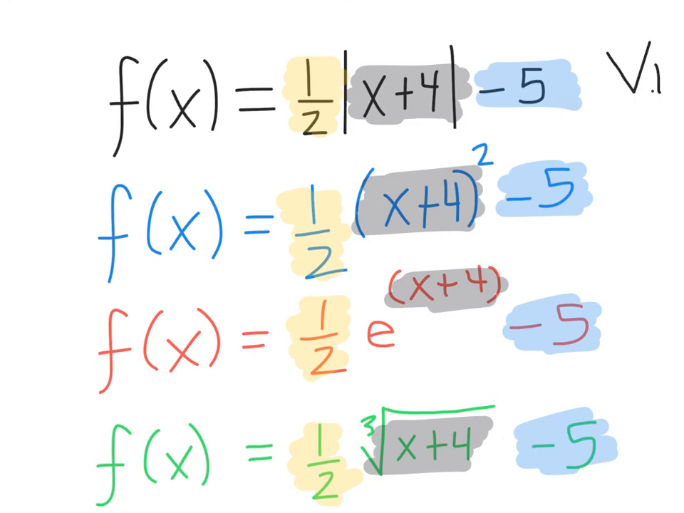Okay, so this V is going to go down. The U is just going to move down 5 units. The exponential function, it's going to go down 5 units. And the cubic function, it's going to go down 5 units. So it doesn't matter what your shape looks like, whether it's an absolute value, a quadratic, an exponential, or a cube root, it's going to take the function where it's at the origin and bring it down.